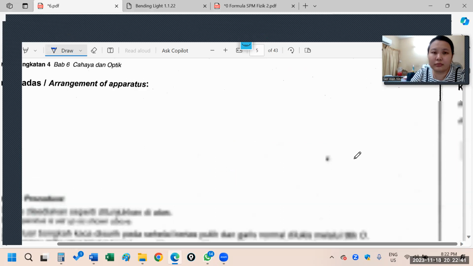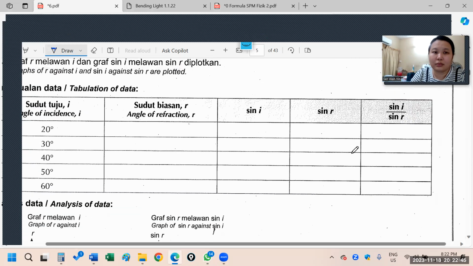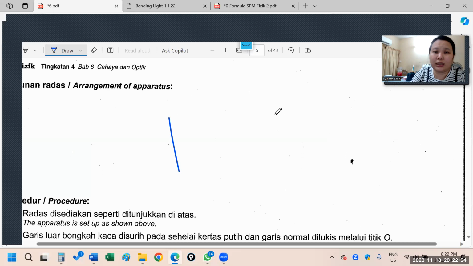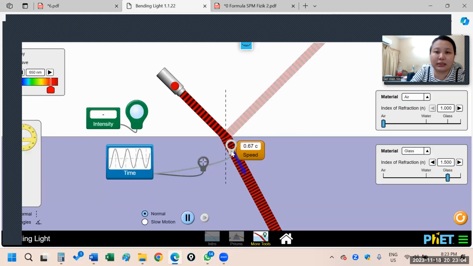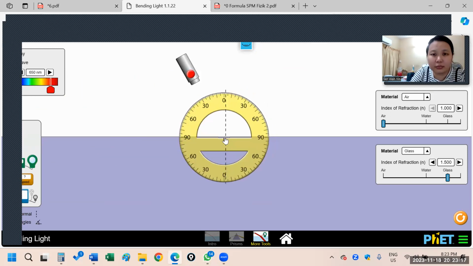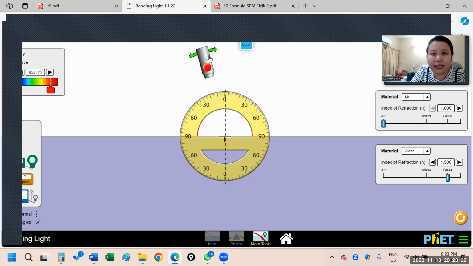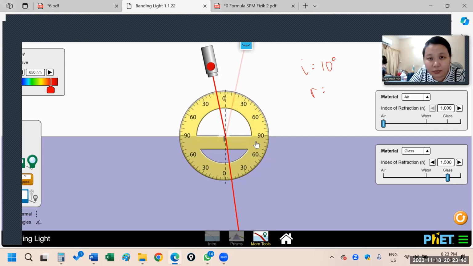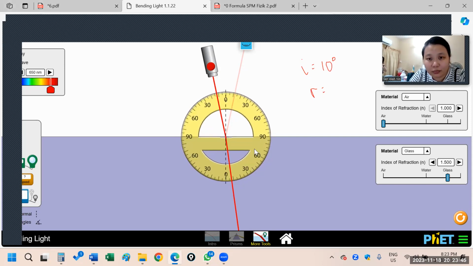Okay, so this experiment, I think we have no time to do. So actually we use a glass. Actually it's the same thing as here. This is air, this is glass. So we set everything. So let's say this is glass. So we start from 10 degrees. When i is 10 degrees, r will be 8 degrees.